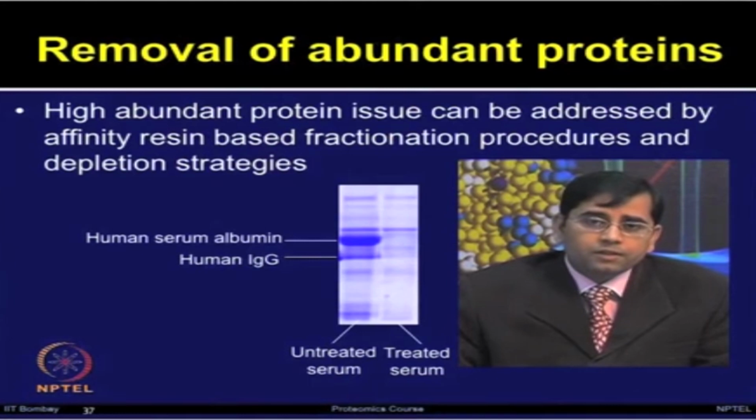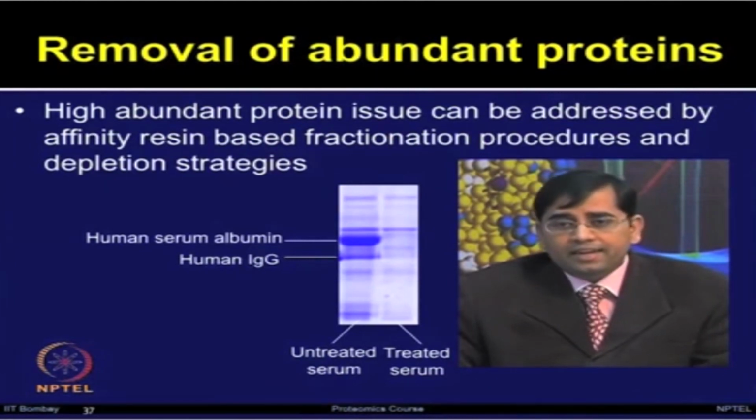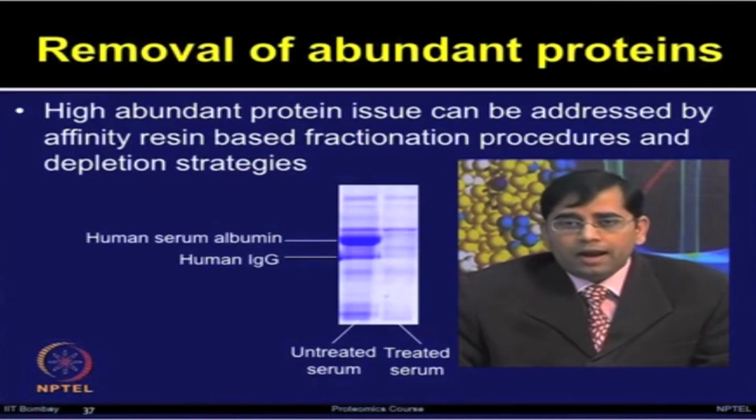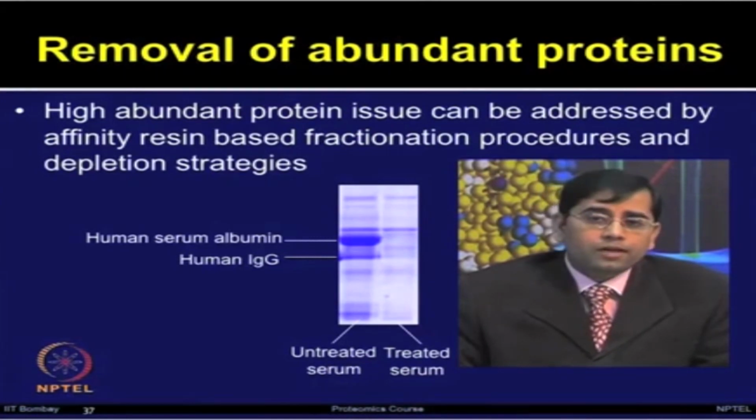The left lane is loaded with the untreated serum and the right lane is loaded with the treated serum. As you can see, some of the very high abundant proteins such as albumin and IgG are efficiently removed, which allowed some low abundant proteins to appear on the gel.